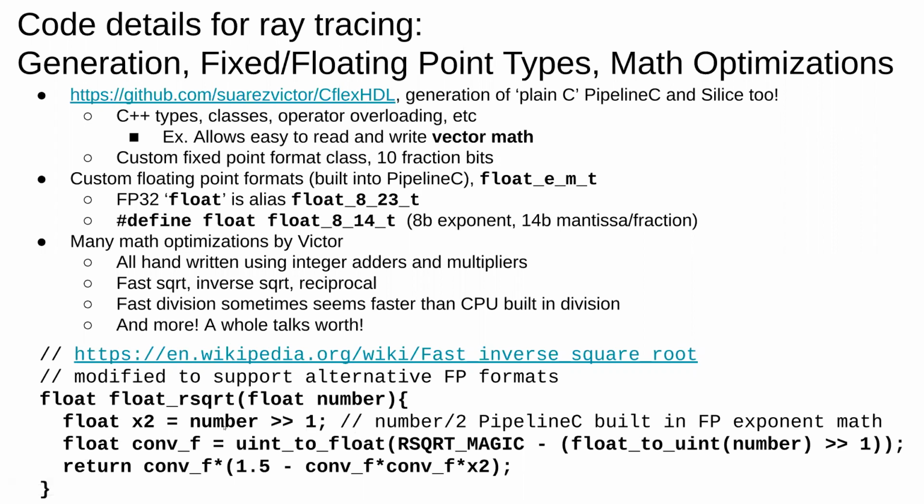PipelineC builds in, if you want to do a floating point divided by 2, well, that's just actually operations on the exponent. It got built in as the shift operator, which normally isn't defined for actual C.